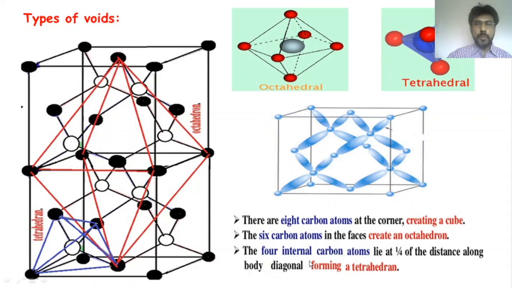Now the four internal atoms are lying at 1/4 and 3/4 of the distance along the body diagonal. Now it forms the tetrahedral type of structure or voids. So in case of the diamond type of structure, we can observe that there are two types of voids, one is the octahedron and the second one is the tetrahedron, present in a diamond type of structure.